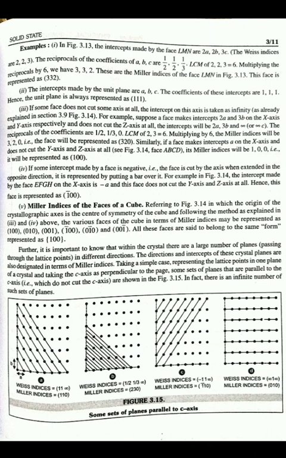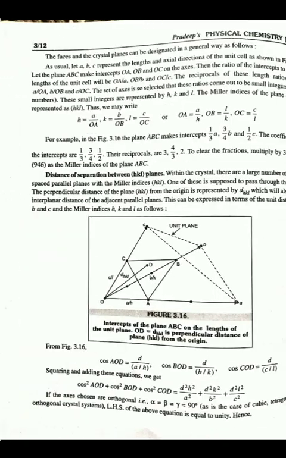Further, it is important to know that within the crystal there are a large number of planes passing through the lattice points in different directions. The directions and intercepts of these crystal planes are also designated in terms of Miller indices. Taking a simple case representing the lattice points in one plane of a crystal and taking the c-axis as perpendicular to the page, some sets of planes that are parallel to the c-axis, that is, which do not cut the c-axis, are shown in the figure. In fact, there is an infinite number of such sets of planes.